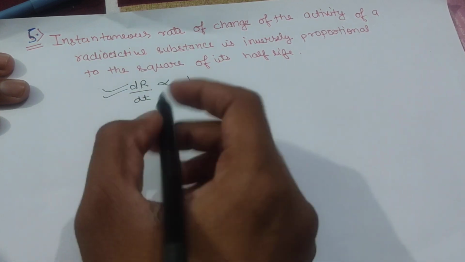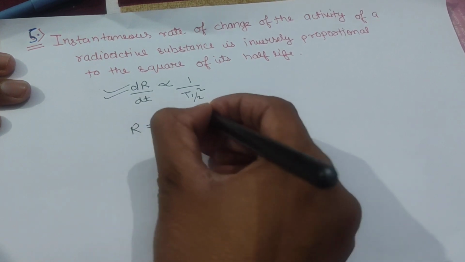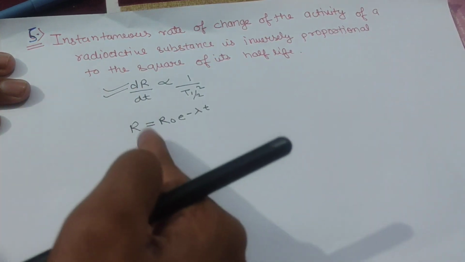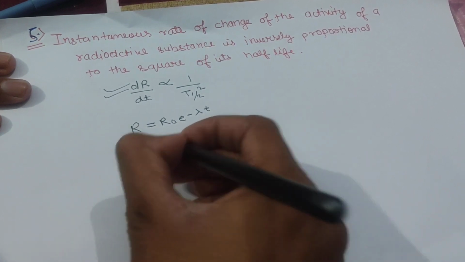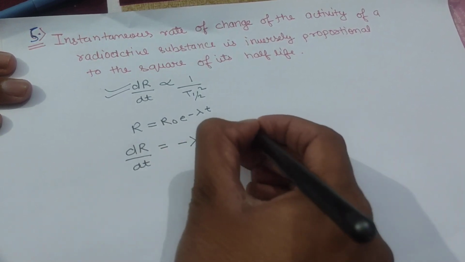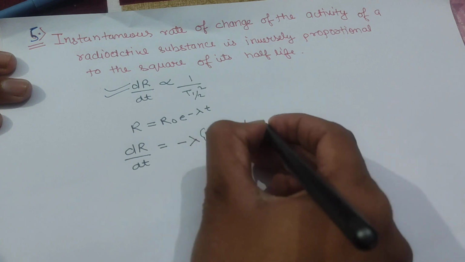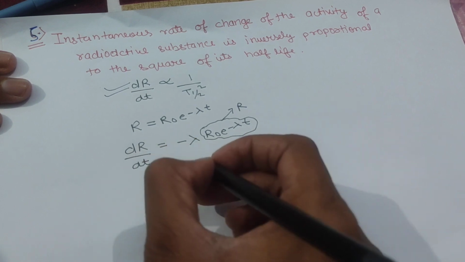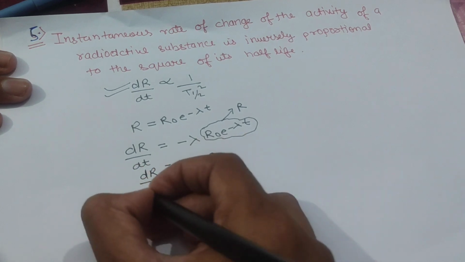So before deriving this equation, we should know this equation of radioactivity. Okay, and after getting it, we need to differentiate with respect to time. So while we are differentiating with respect to time, lambda comes out. Okay, and this whole term will become R, the activity of the substance. It is dR by dt.